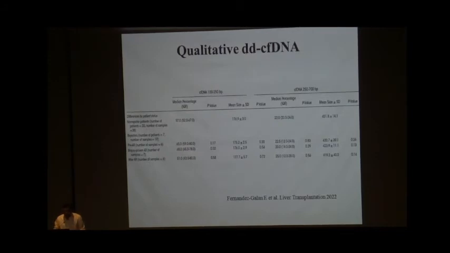Coming to the qualitative part, smaller cell-free DNA, that is 100 to 250 base pairs, will be higher in rejection as compared to non-rejection, and bigger ones will not be different between the two groups. However, this was not very significant, and this is only one study, published in Liver Transplantation just a couple of months back, so we need further studies on the qualitative aspect and the size aspect.